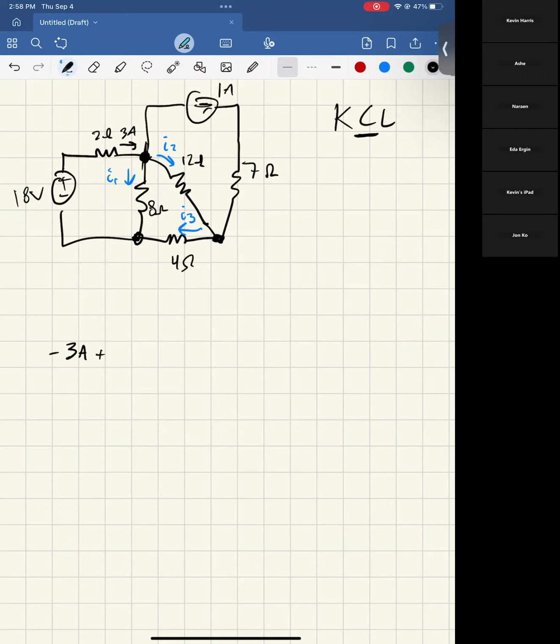And then going out, we have I1, we have I2, and we have that 1 amp current source at the top. Again, a current source is defining that, regardless of whatever else is going on in the circuit, we have 1 amp flowing along this path. So if there's 1 amp flowing here, that means through this whole line, since there's no branches, there is 1 amp flowing.